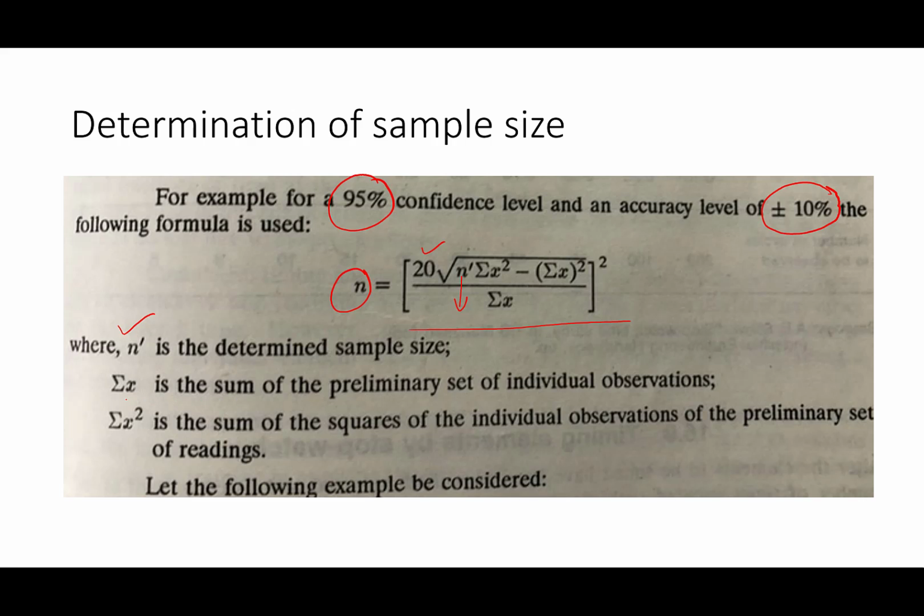The sum of x is the sum of all the individual observations of the preliminary set, and the sum of x squared is the sum of the squares of the individual observations of the preliminary set of readings. This is the equation which is used for determining the number of samples to be taken for 10% accuracy.